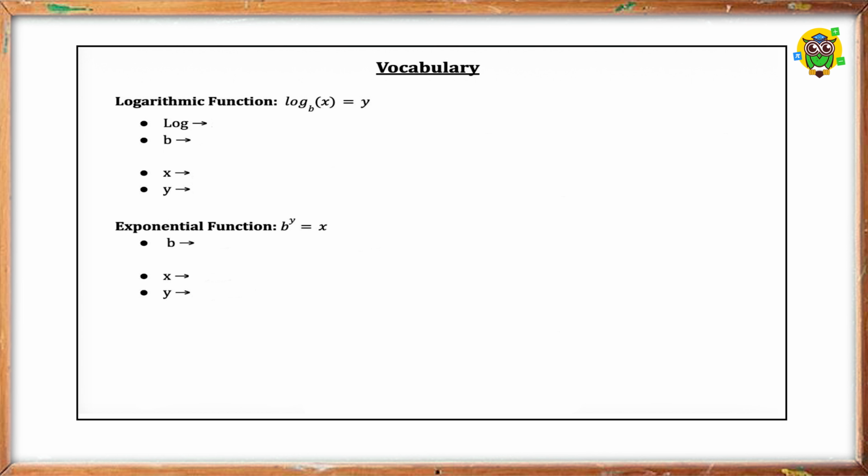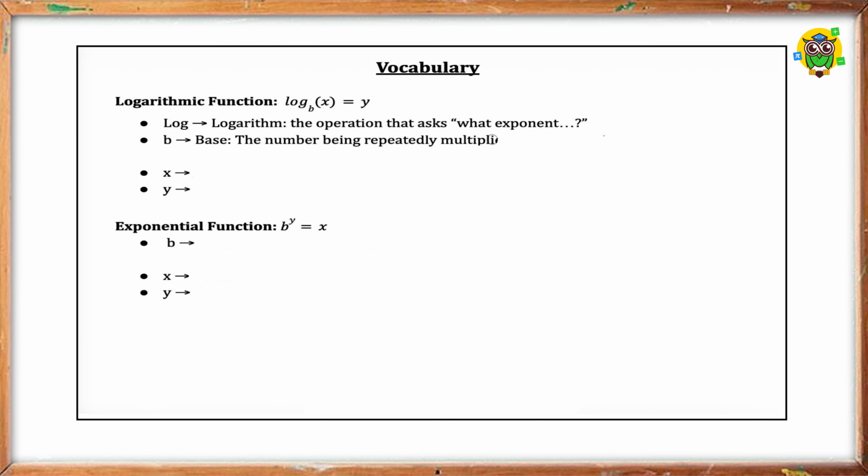Starting with the format of a logarithmic function, we have log base b of x equals y. Log is short for logarithm, the operation that asks what exponent. b is our variable for base. The number being repeatedly multiplied must be positive and not equal to 1.